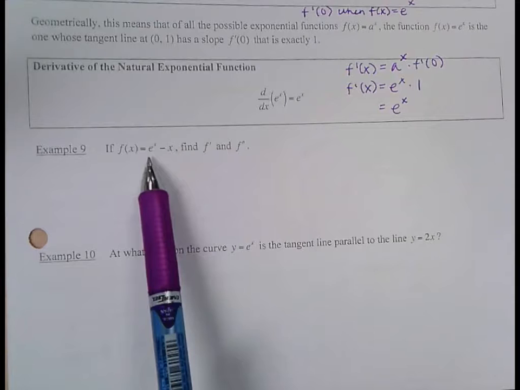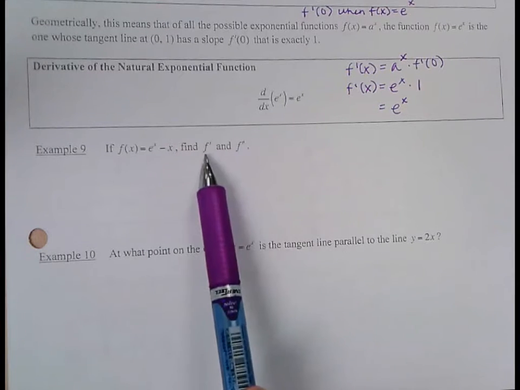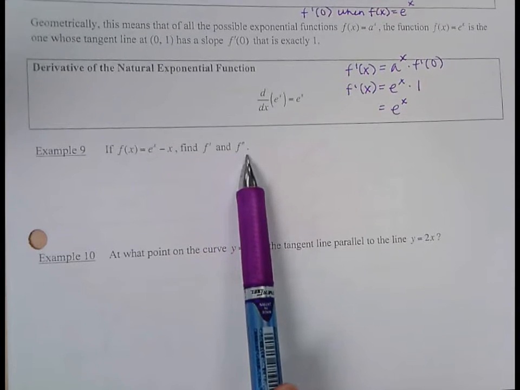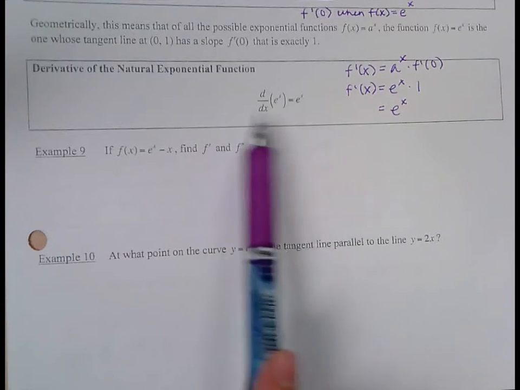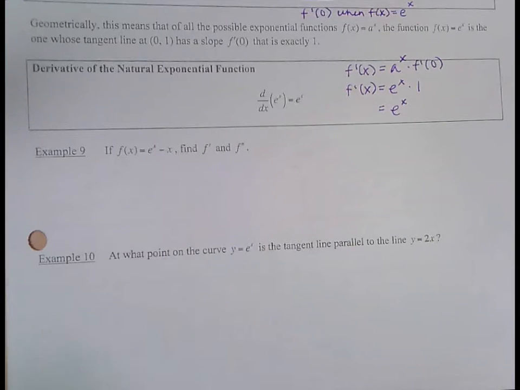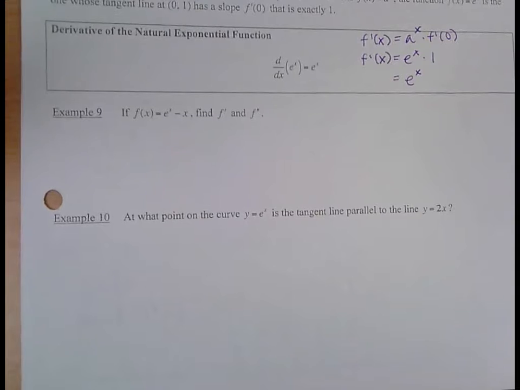It says if f of x is equal to e to the x minus x, find f prime and then find f double prime. So to find the derivative of e to the x, you're using this rule, and then you're finding the derivative of x like we had done before. But I want you to find f prime and f double prime.